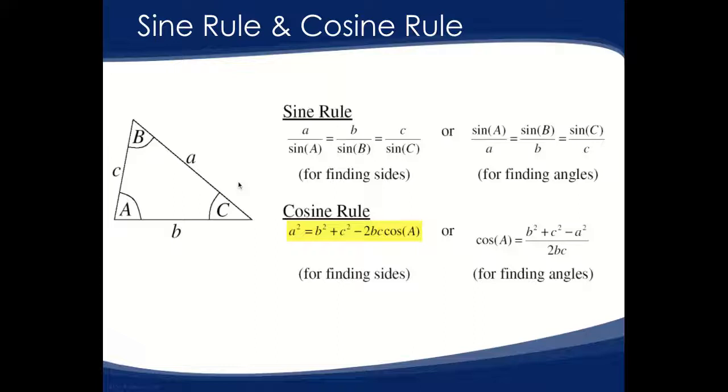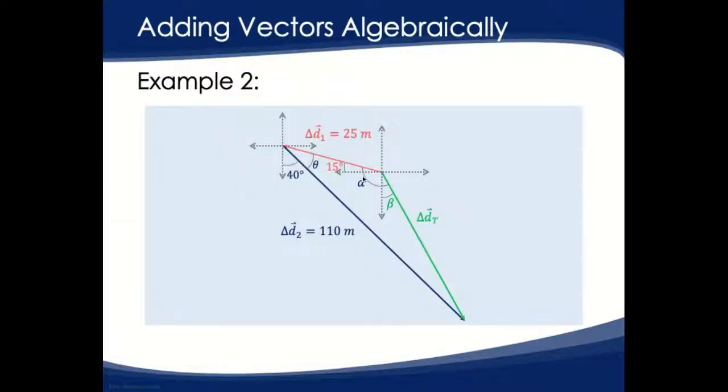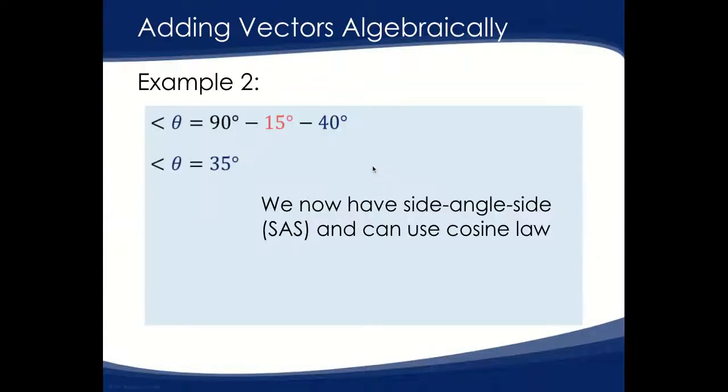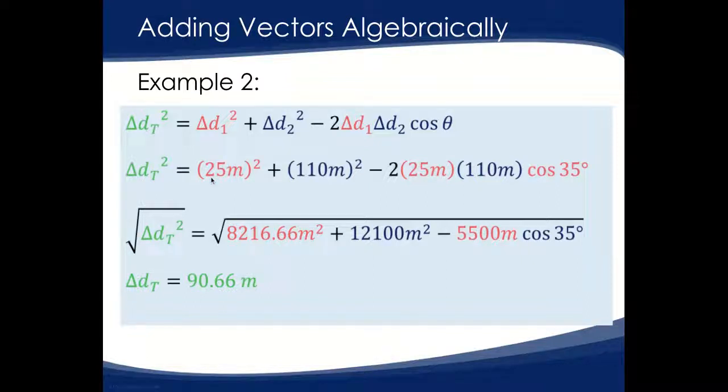Going back here, line B is what we're designating that as. So we knew that this was 25 meters, right? So we plug that in here. So you have 25 meters squared plus 110 meters squared, which were the two legs that we knew, minus 2 times B times C again. And then we're going to have cosine times that angle.